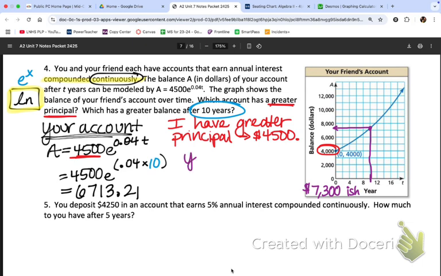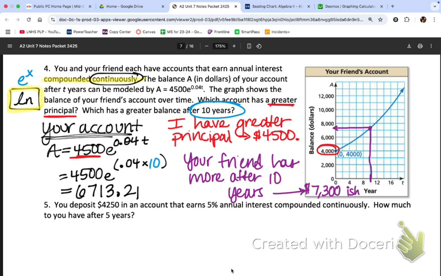Your friend has more after 10 years. How do we know? Because this is what they have, and I only have 6,700-ish. Okay. And it's not just saying compounded, it's saying compounded continuously. If it says that, you have to use PERT.